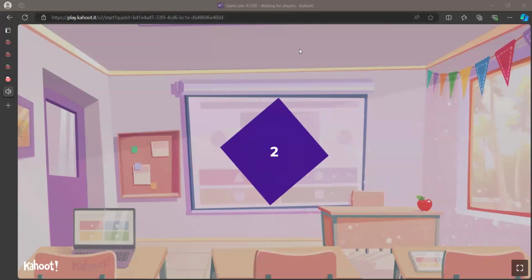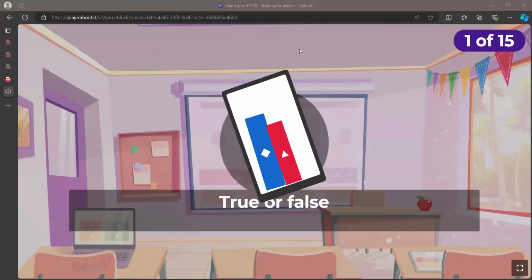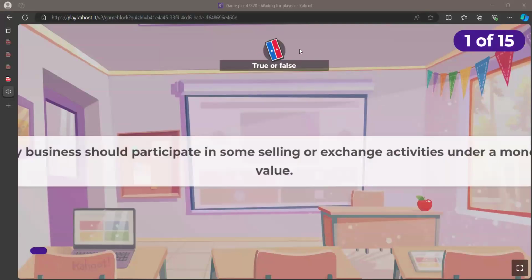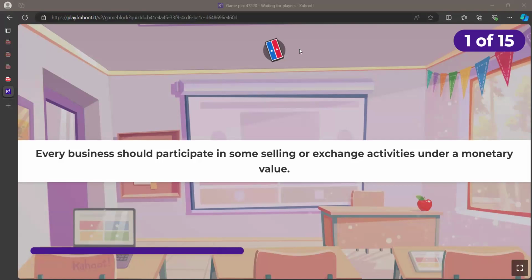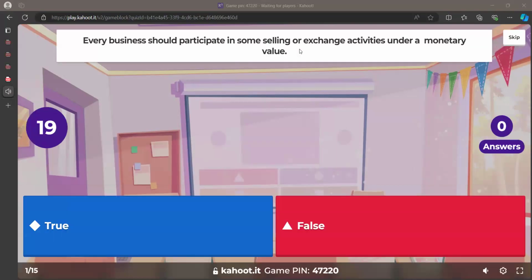True or false? Every business should participate in some selling or exchange activities under a monetary value. True or false? Your speed of answer will also give you marks. I mean, if you answer first, you get more marks. That is the thing.